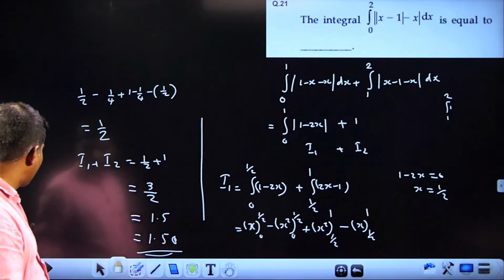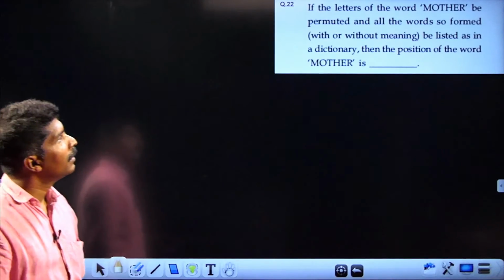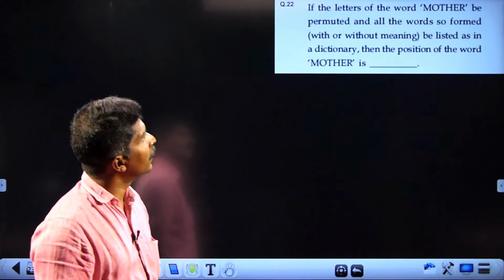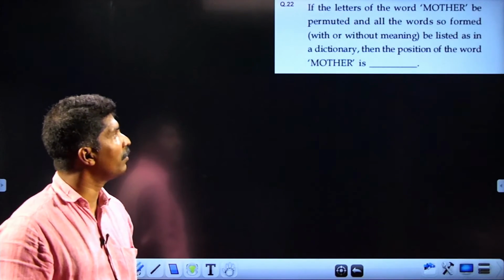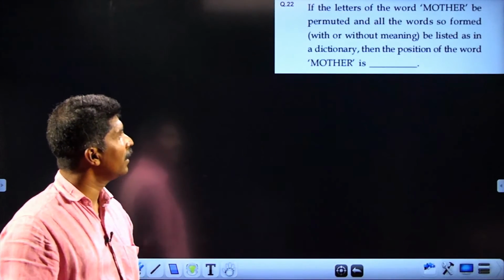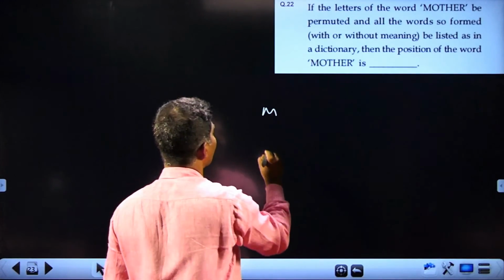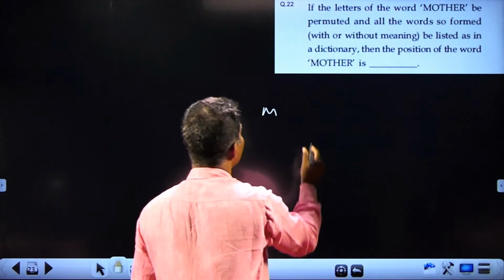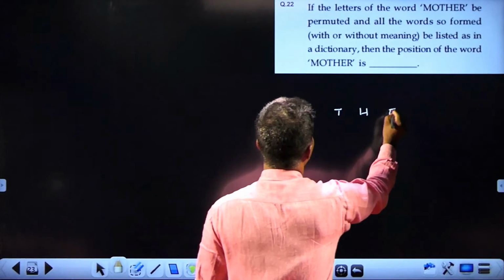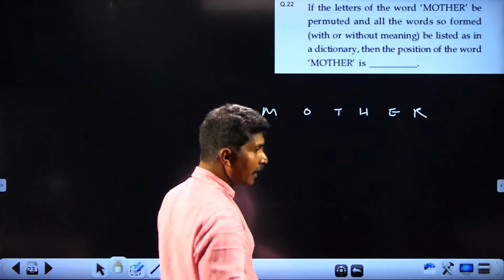Okay. Next question: the letters of the word MOTHER be permuted and all the words formed, with or without meaning, be listed as in the dictionary. Then the position of the word MOTHER, it is nothing but the rank. Everybody knows how to calculate the rank of the word very easily, I think. M-O-T-H-E-R, MOTHER. And give the rank of the numbers.